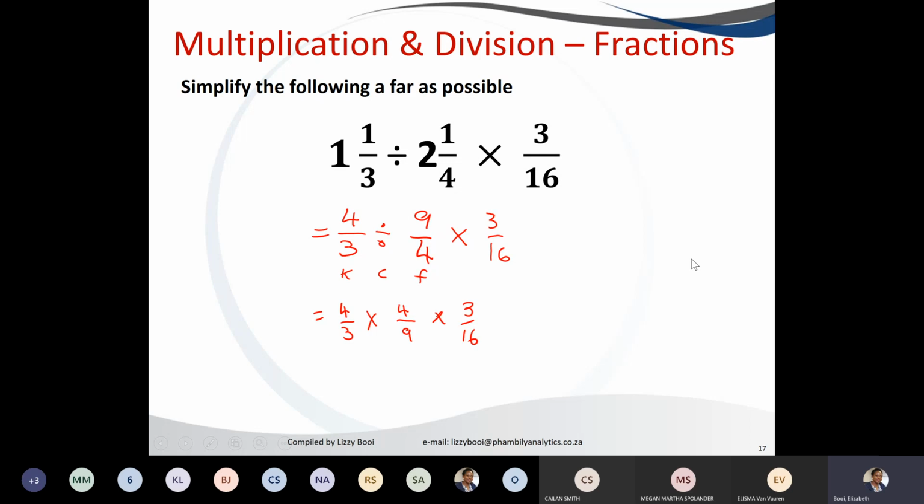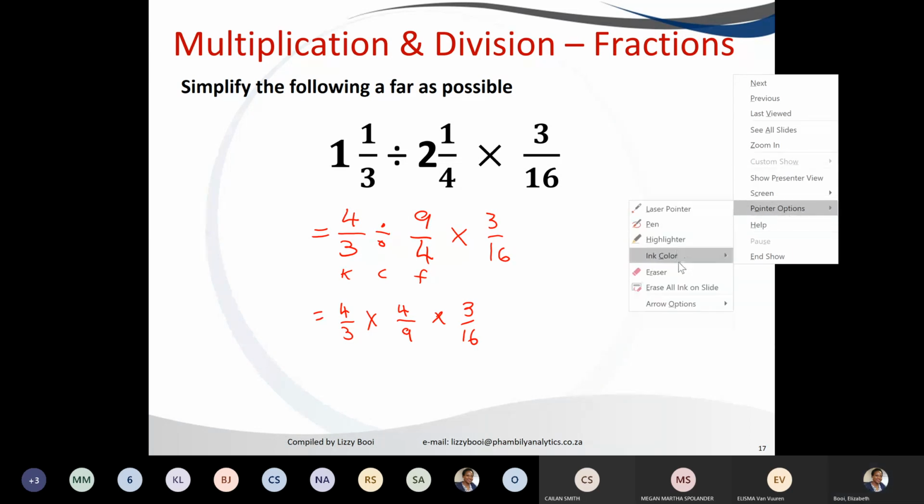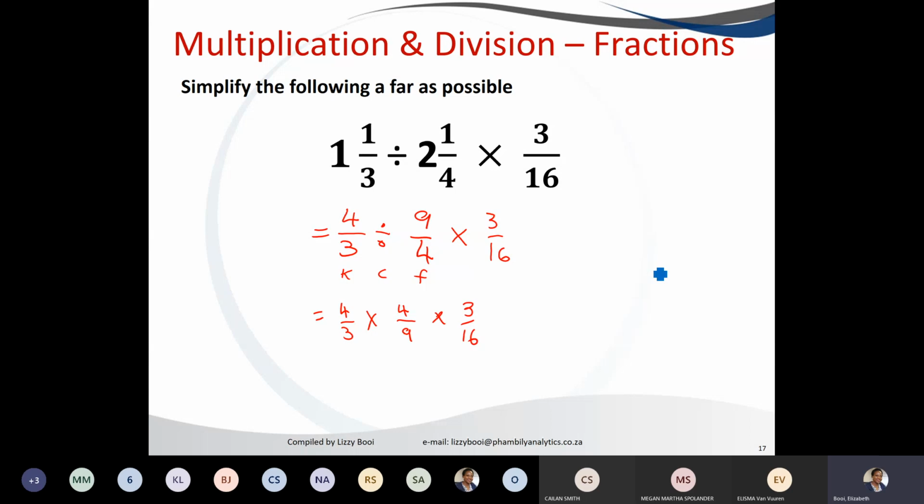And now I can simplify the fraction further. Because this is multiplication, and with multiplication you can cross. So the first one, I can start here. 4 goes 1 time into 4, and it goes 4 times into 16. And 3 goes 1 time into 3, and I can also cross here. 3 goes 1 time into 3.